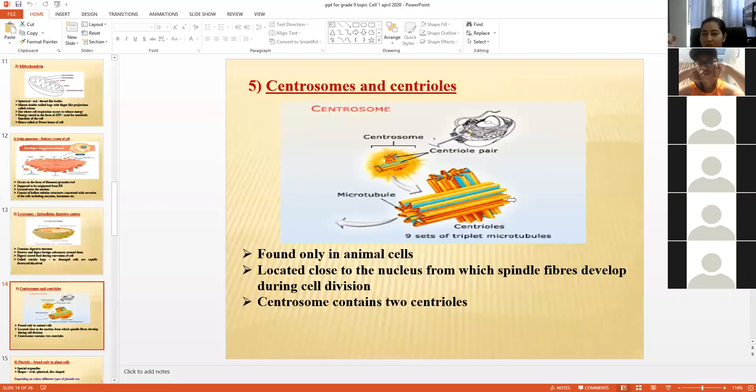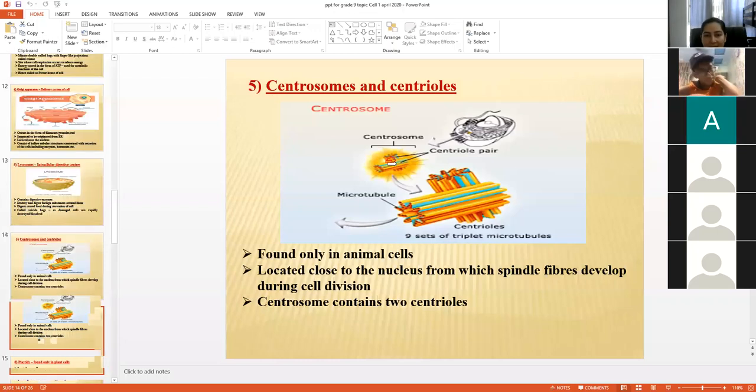Because during cell division, children, you know what happens? The chromosomes have to go into two different cells. And for them to go into two different cells, they need a framework. So it is these centrosomes and centrioles which perform the framework. They are like a web, and on that web the chromosomes are arranged. When a cell divides, the chromosomes will go to two different cells. So the centrosomes and the centrioles do it. They are very important when cell division is involved.